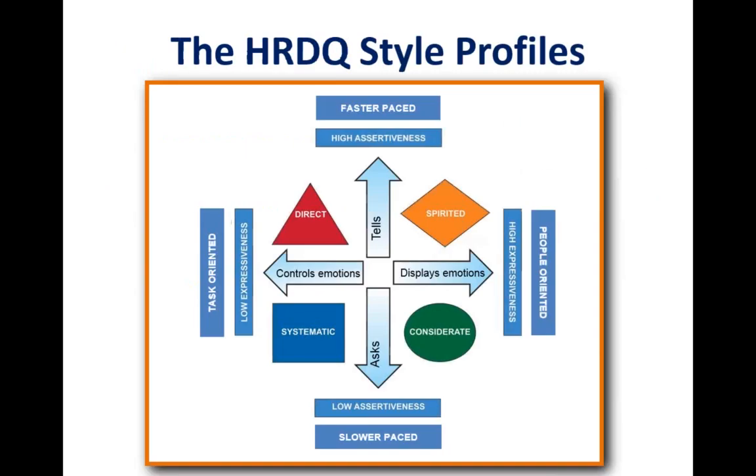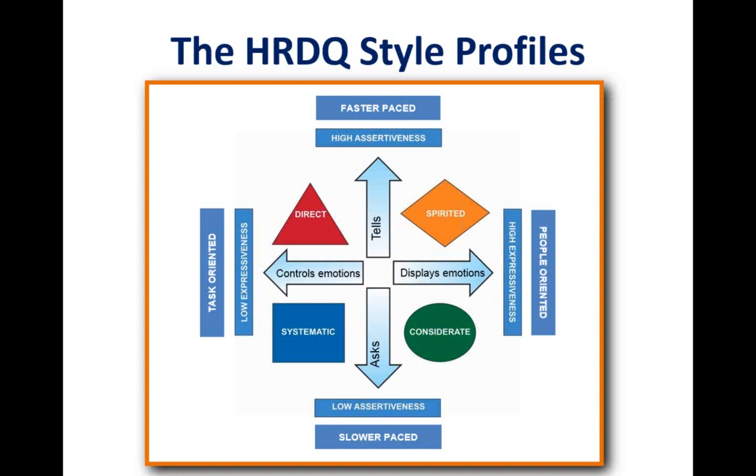All right, let's hear more about the HRDQ style profiles then. If you're not already familiar, let me give you a light overview. You can see in the upper left-hand corner the red triangle that has direct. And people that are direct, you can see by looking at the left-hand bar that these are very task-oriented people, also very logic-oriented, low expressiveness. These are the type of people who control their emotion, but they're going to tell you versus asking you things.